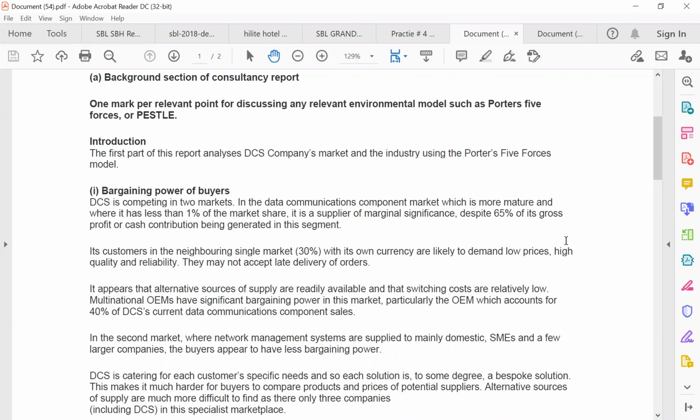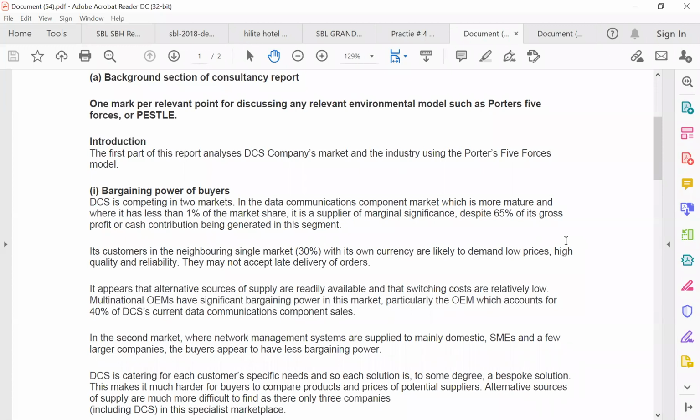Okay, so let me read out the answer that I have written. Yes, because in the question the examiner asks about industry, so you can use any of these models. Perfect. So let's move forward and see what the examiner has to tell us. So the bargaining power, okay, there is one more question. Okay, perfect. So it says DCS is competing in two markets.